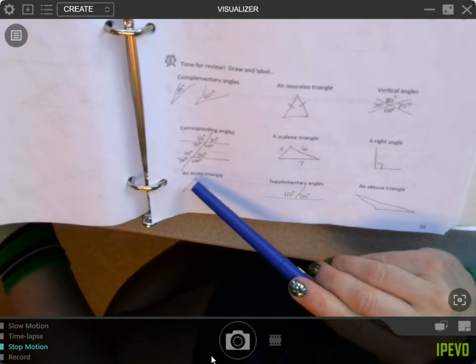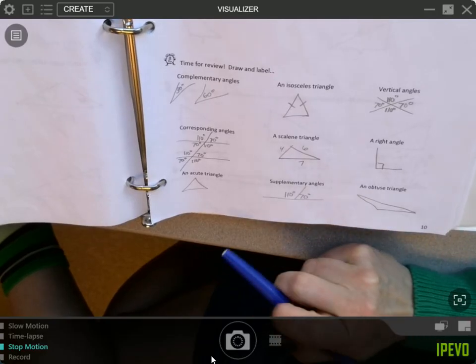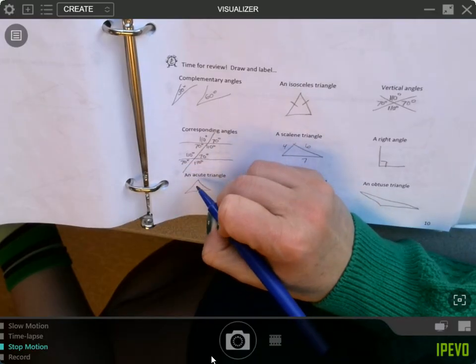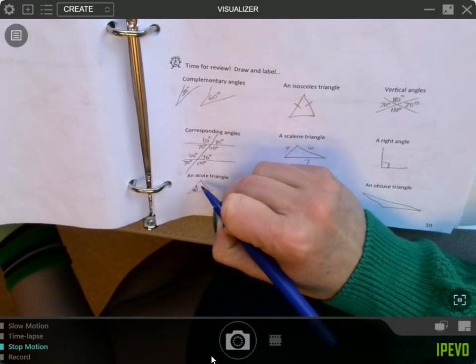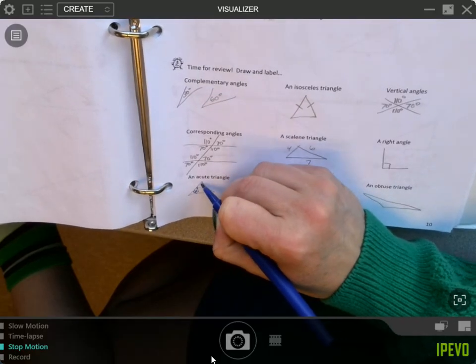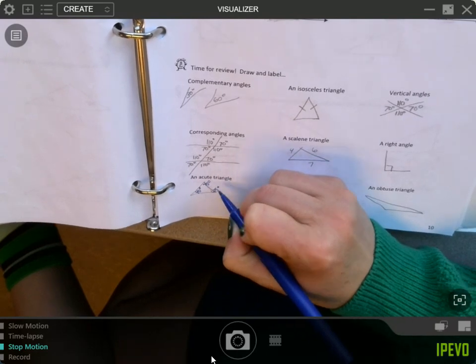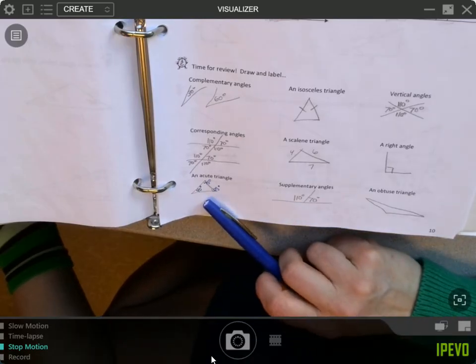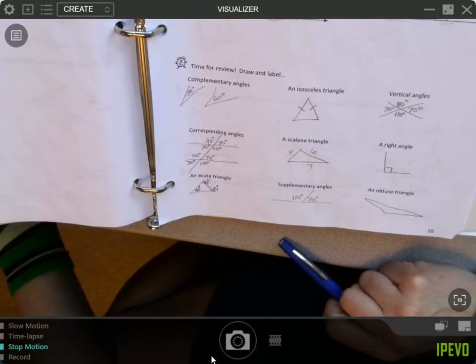An acute triangle, you should have 3 angles that I didn't actually label them. They should have been labeled. So 3 angles that are equal to 180 degrees. So I could have done that 40, 75, and 65. Whatever 3 measurements you picked, they had to be acute, and they have to have a total of 180 degrees. Supplementary angles, you add them together, they equal 180 degrees.